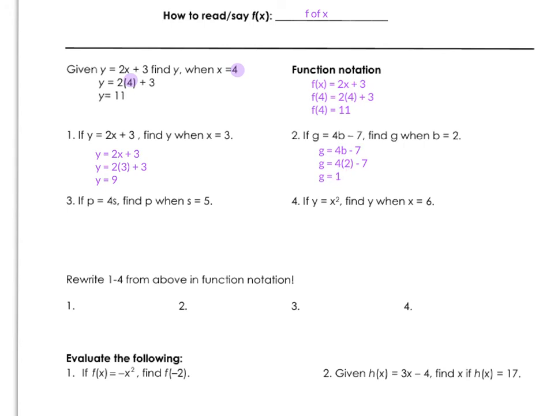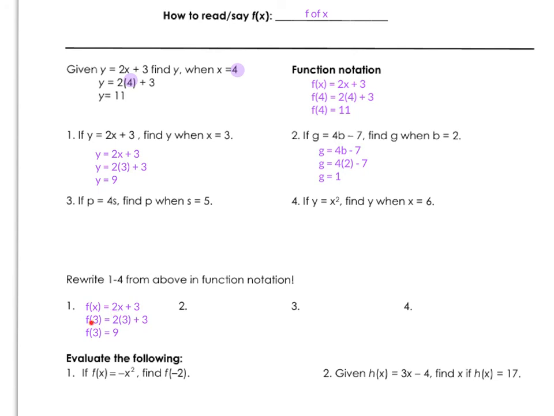What you're going to do is finish 3 and 4, and then for these bottom ones, rewriting 1 through 4 from above, you're just going to take what we had originally, and now we're going to write it in that function notation. So for this first example, instead of y equals like we had here, I replaced it with the f of x, the function notation. Remember, that's just a fancy way of saying y equals. Everything else is exactly the same, 2x plus 3.